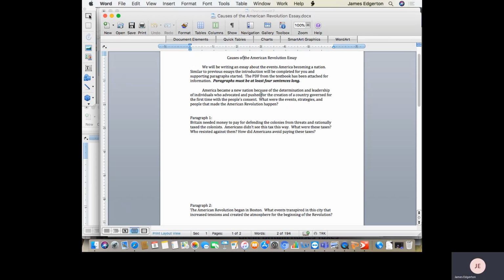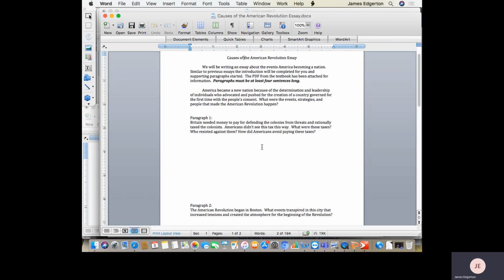It's not really a true introduction, or a true beginning to an essay, but I just want you guys to work on developing your ability to write paragraphs. And then I gave you some points to think about. Britain needed money to pay for defending the colonies from threats and rationally tax the colonists. Americans didn't see this tax this way. What were these taxes? Who resisted against them? And how did Americans avoid paying these taxes?